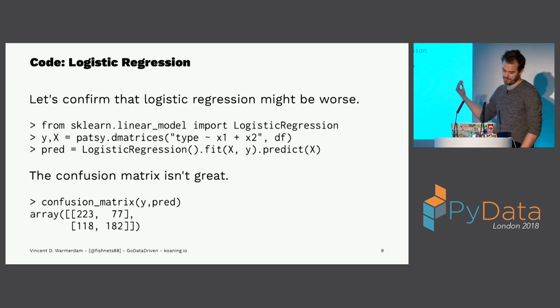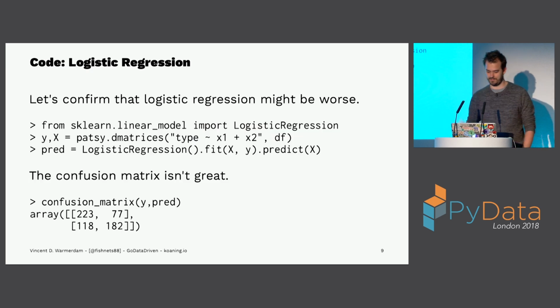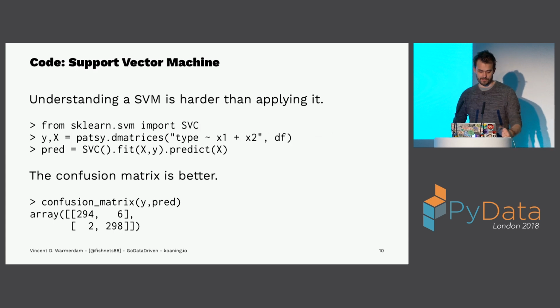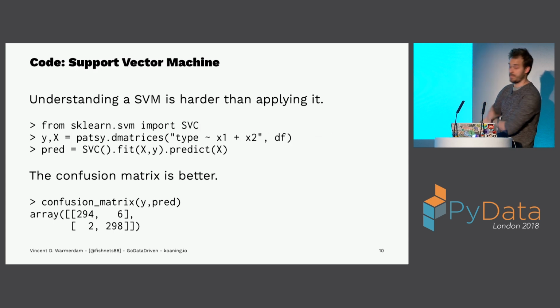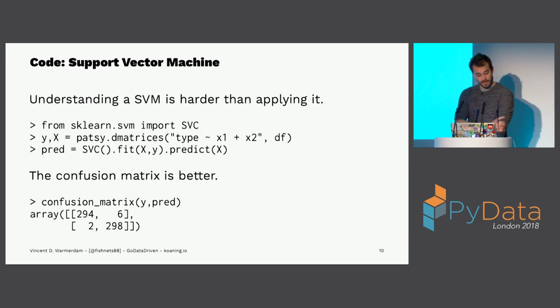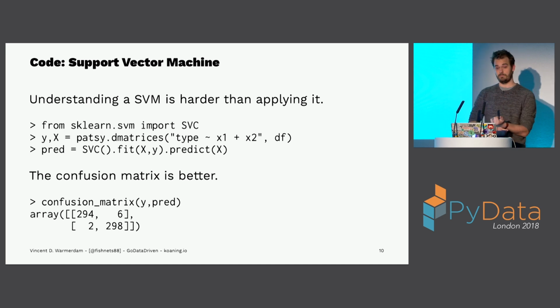We put that into scikit-learn. From scikit-learn, import linear model, logistic regression. This is a small library that allows me to say the class is dependent on the x1 and x2 columns in this data frame. I have my y, I've got my x. I check it with the logistic regression, and yes, the confusion matrix isn't great. So then what people typically do is they say, okay, let's use a model that's easier to apply than to understand. So let's maybe use a support vector machine. And then you can see that the confusion matrix is actually a lot better.